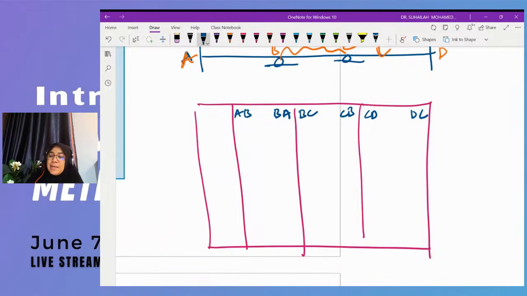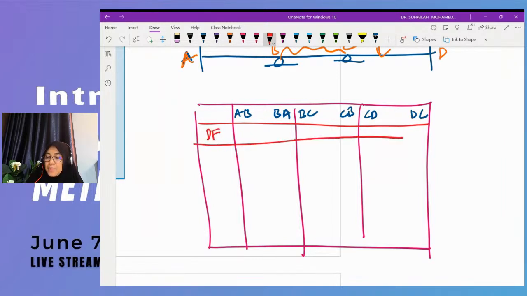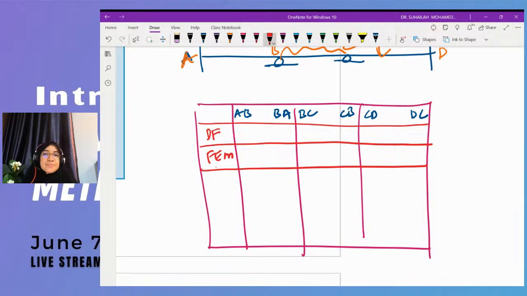Okay, so in the table, we have DF that we calculated using stiffness factor. And then we have fixed end moment as the first moment in the table.